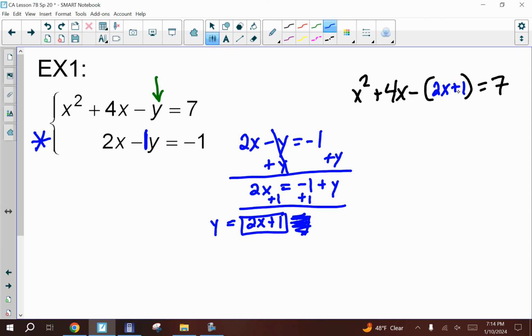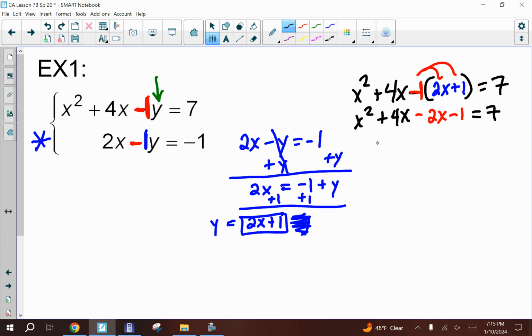Remember we talked about this in class: after you put the stuff in, it's distribute, combine, and solve. So we're going to distribute this -1, because we have a -1 in front of this y, so that's where this -1 comes from. If I distribute the -1, it gives me -2x minus 1. Then I bring the rest of the stuff down, and that's going to equal 7.